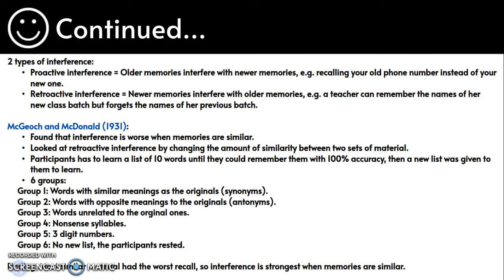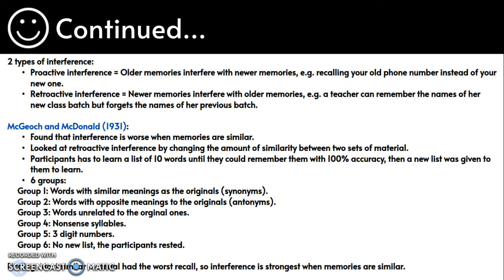Two types of interference: proactive interference and retroactive interference. Proactive interference is when older memories interfere with newer memories, for example, recalling your old phone number instead of your new one. Whereas retroactive interference is when newer memories interfere with older memories. For example, a teacher can remember the names of her new class batch but forgets the names of her previous batch.